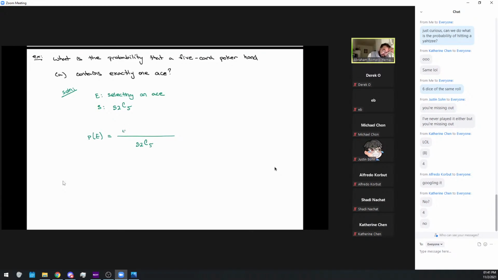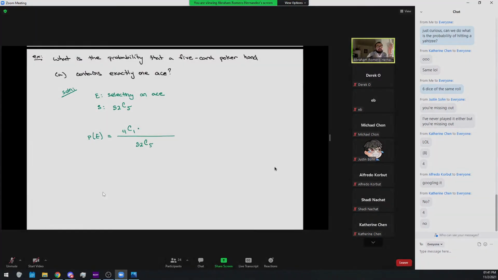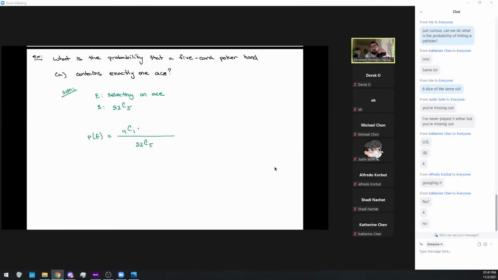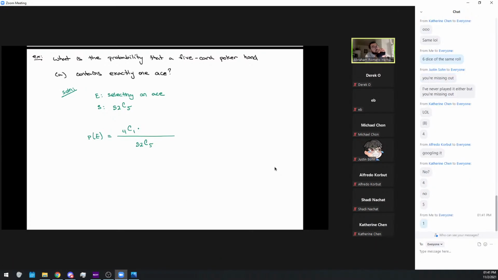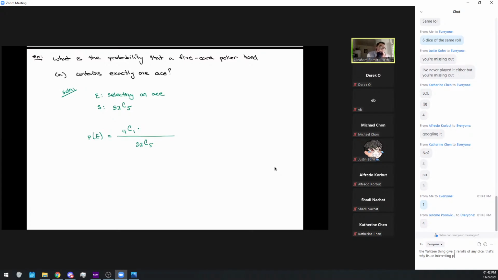So one way you can write it out is 4 choose 1. What this is saying is out of 4 aces, pick 1. Because that's what you're looking for. Times. But that means, how many cards in my hand do I have right now? 1. I only have 1 card in my hand. I need 5 because it says 5-card poker. Well, that means I need to select how many more cards? 4.